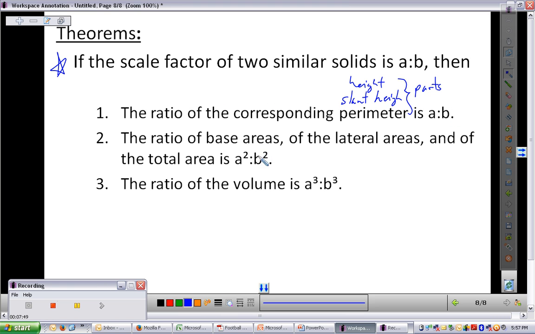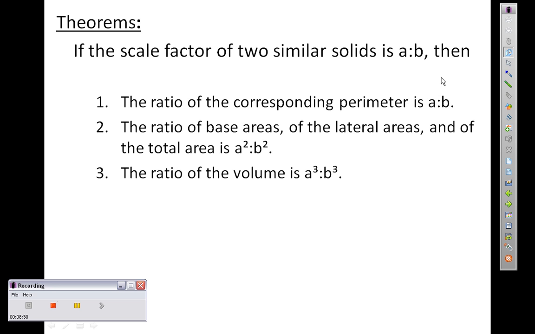But when we move on to the ratio of the areas, areas are always units squared. Notice what we do to the scale factor. It's going to be squared, A squared to B squared. When we move on to the ratio of the volumes, anytime we talk about volume, it's going to be units cubed. So the ratio of the volumes is A cubed to B cubed.